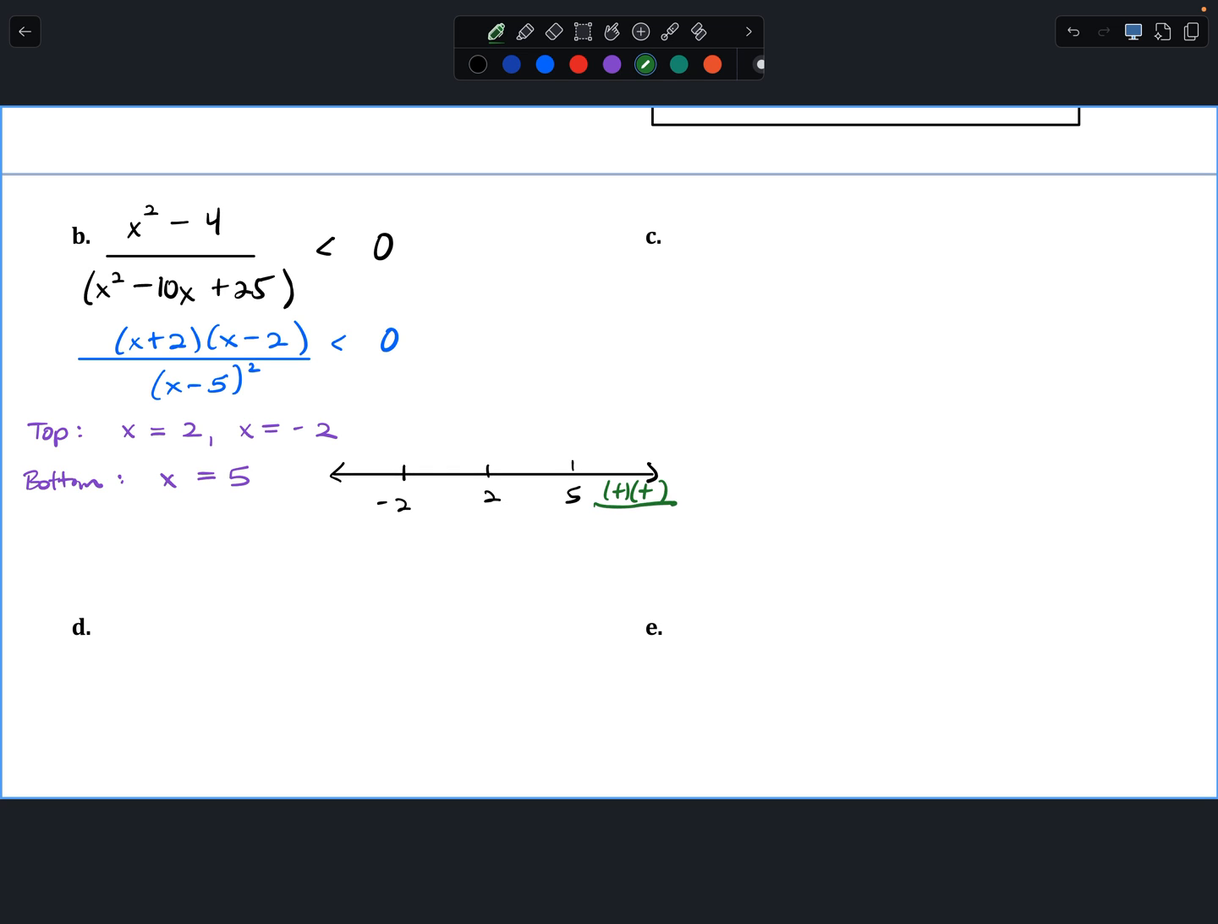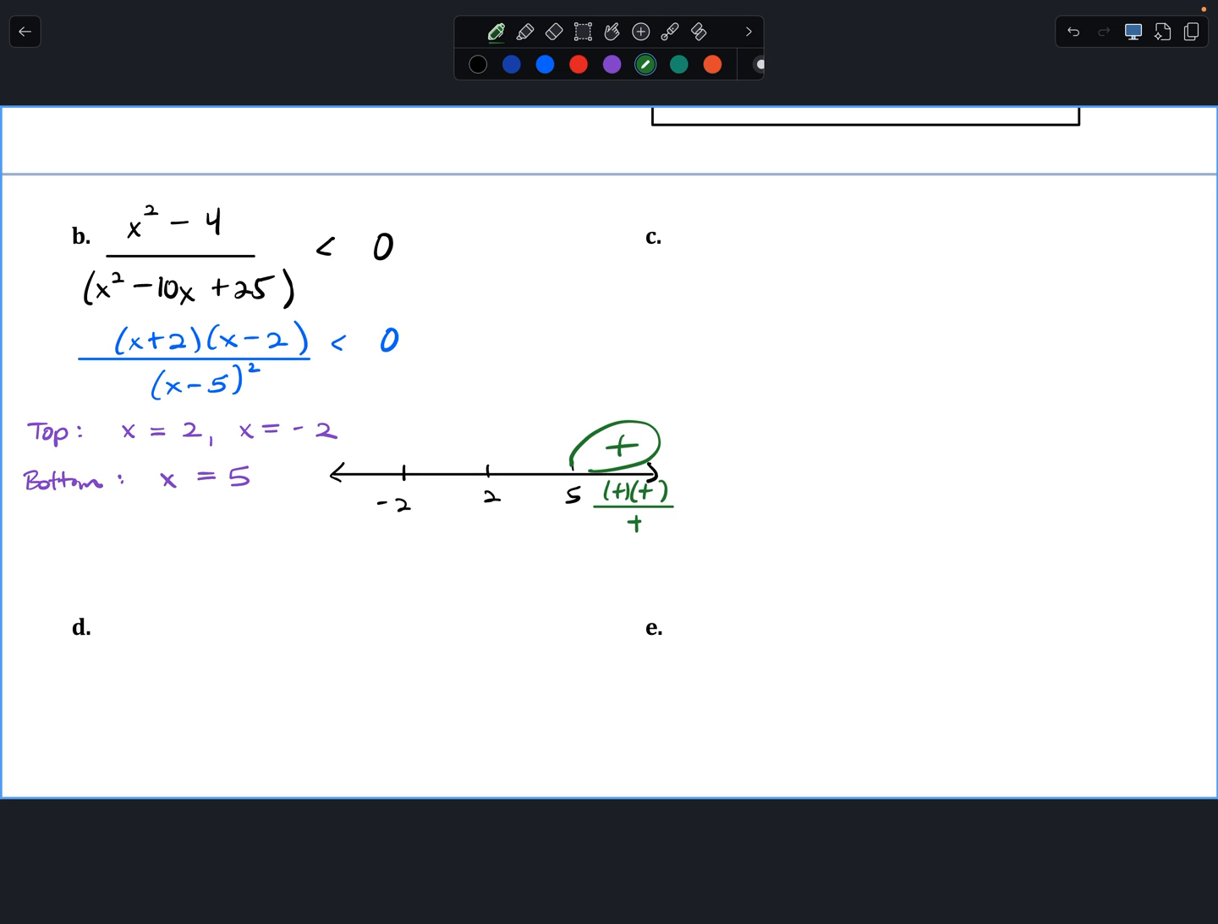Divided by. Now, here comes the cool part about this one. This is why I wanted you guys to write it like this. What do we know what happens when you square any number? It always becomes positive. So it doesn't matter what you plug into the bottom. It's always going to be positive. So that's going to make our life easier for this problem. Okay? So the result of this is going to be positive.